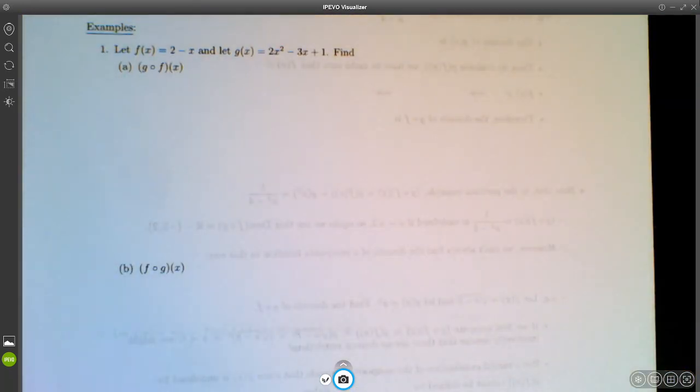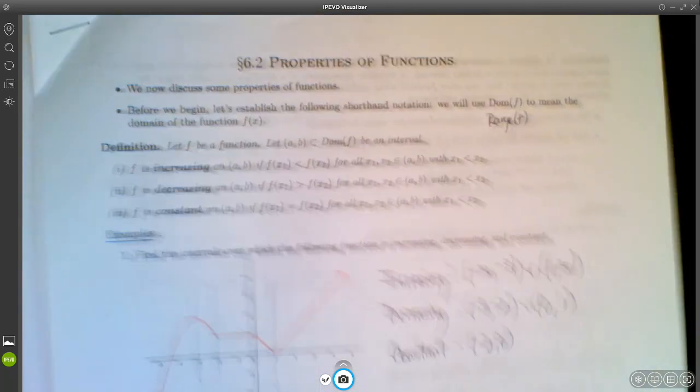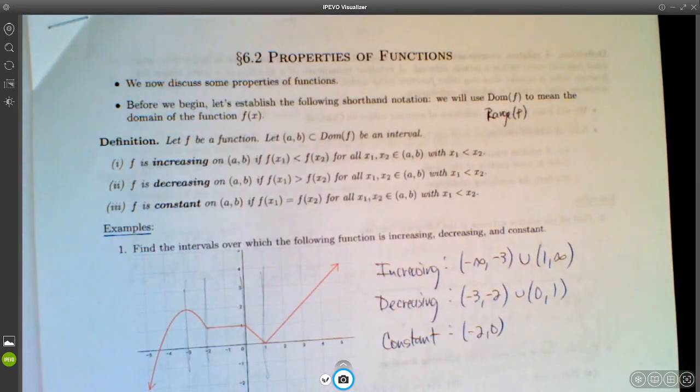And I think that's all I have to say about properties of functions for now. So that's it for 6.2. We'll see you in 6.3.